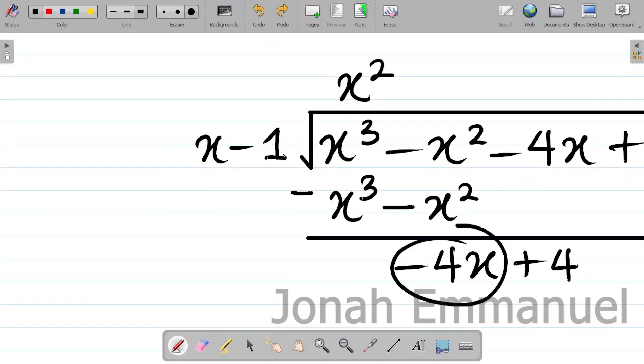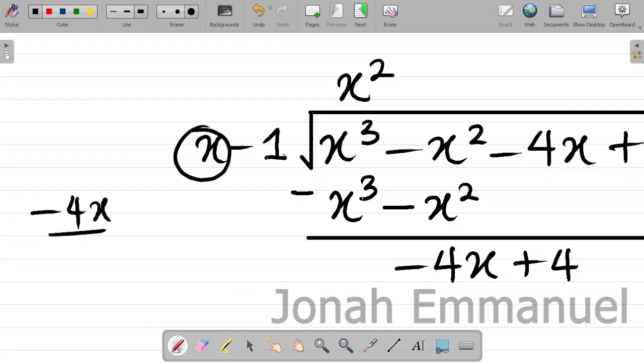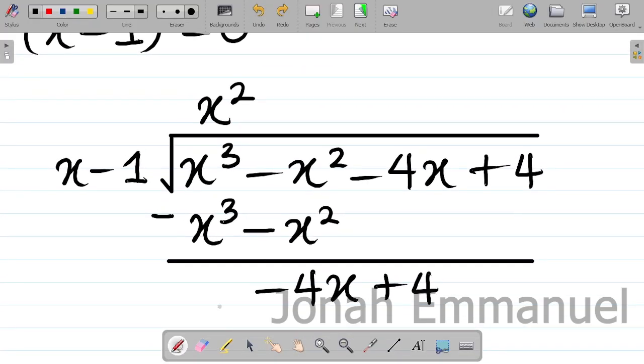What I have here is minus 4x. So I have minus 4x divided by what I have here. Don't forget, divide by only the first term. Divided by x. X cancels x. What I have here is minus 4, right? Okay, so let's take minus 4. This will give you minus 4. So I have minus 4 here.